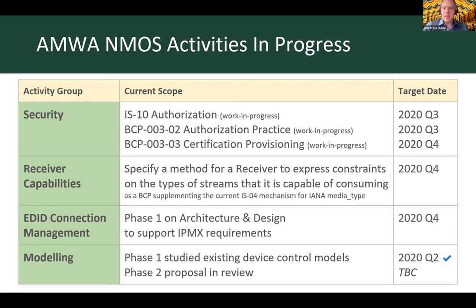The fourth activity that's currently going on is looking at higher level device control. The first phase concluded with a review of existing open and proprietary technologies earlier in the summer, and the AMWA board is now considering a proposal for phase 2, leveraging existing open specifications to support reusable device control models.